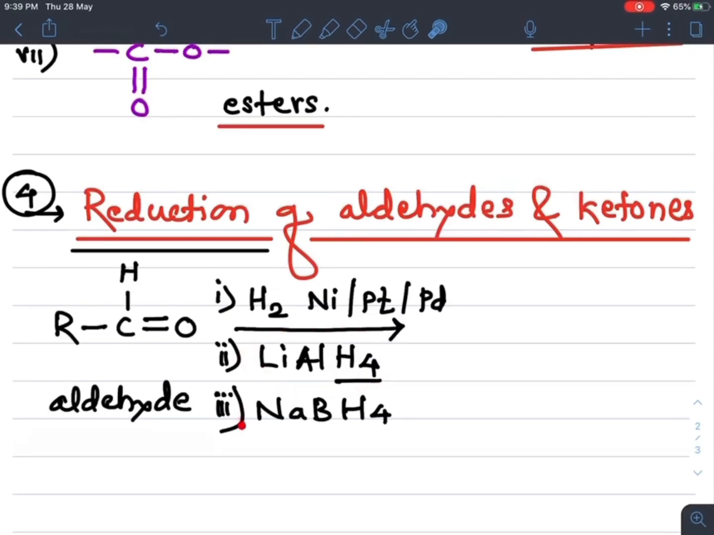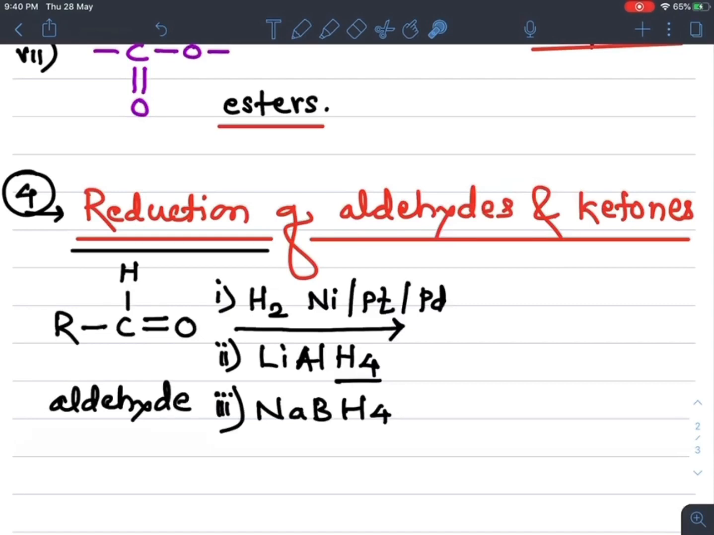NaBH4 has limitations. Sodium borohydride is not used for the reduction of carboxylic acid. So LiAlH4 is a strong reducing agent for the reduction of aldehydes, ketones as well as carboxylic acid. So what happens after reduction? We are going to see the general reaction here.